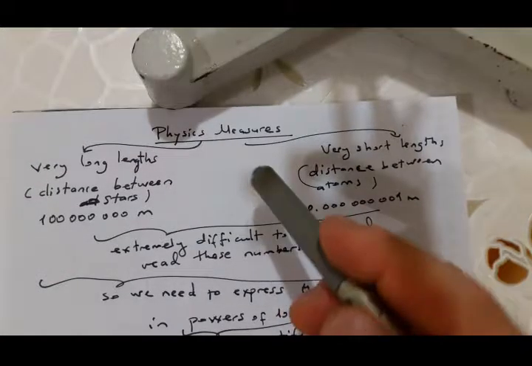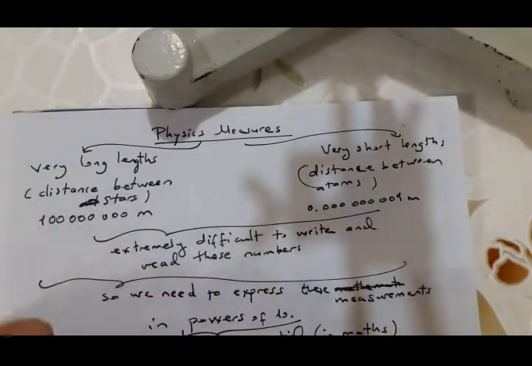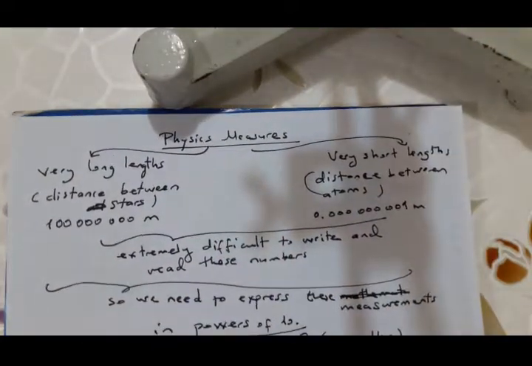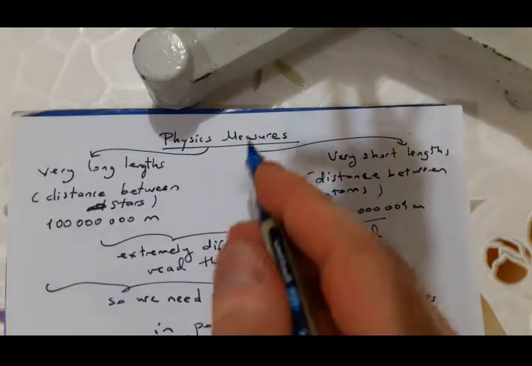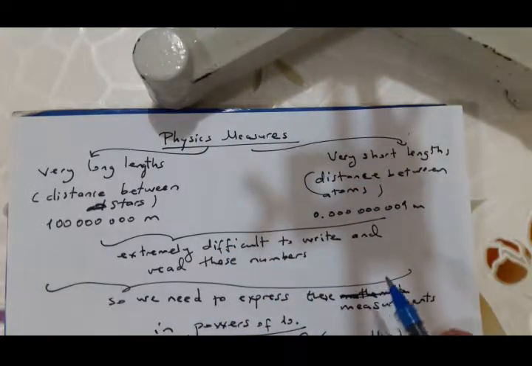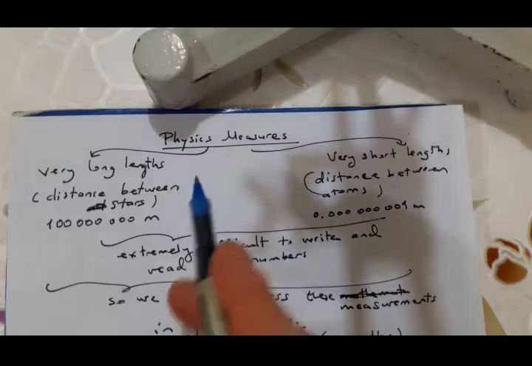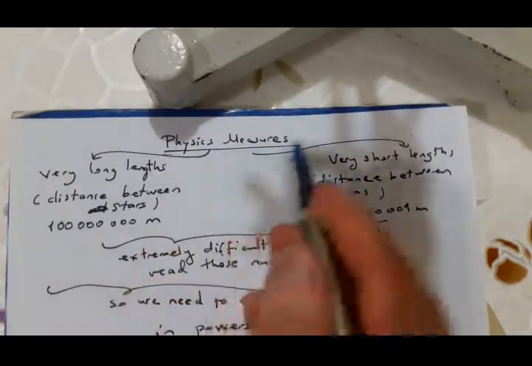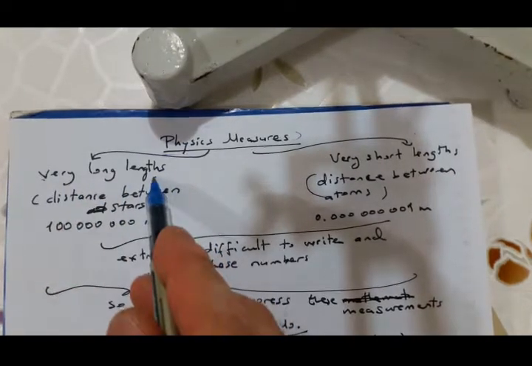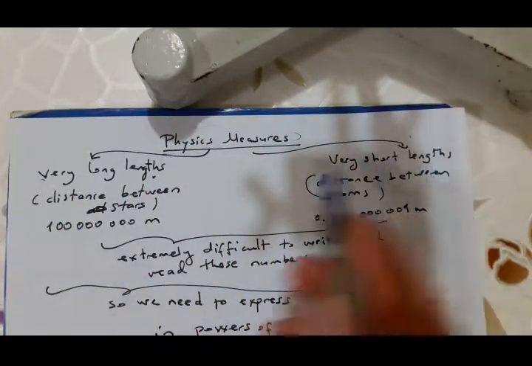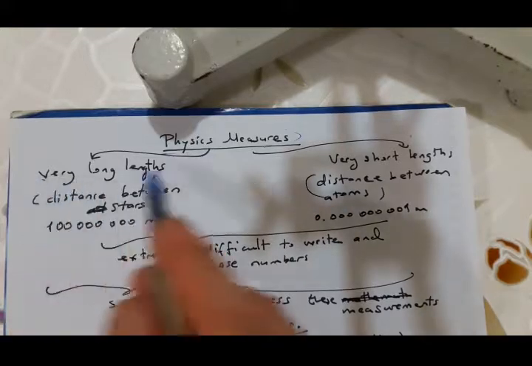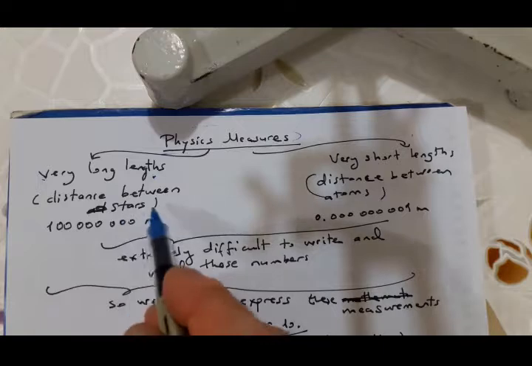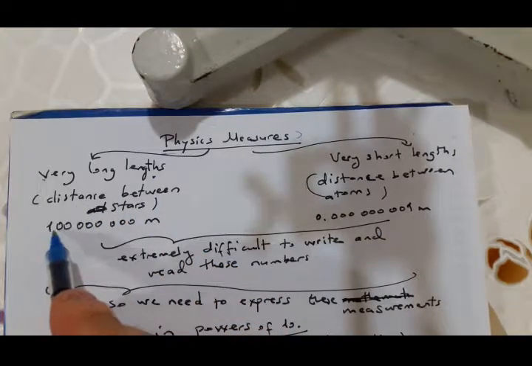Before studying the SI prefixes, it would be better to teach exponential numbers in maths, which is representing numbers in powers of 10. So in your book, the title starts like this: Physics measures very long lengths and very short lengths. When it says very long lengths, it uses the distance between the stars, for example.